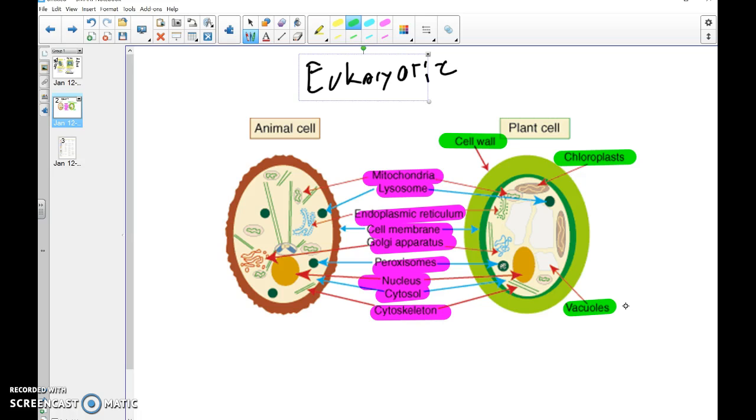But cell walls, chloroplasts, and vacuoles tend to only be in plant cells, and so that tends to be what separates animal and plant cells.